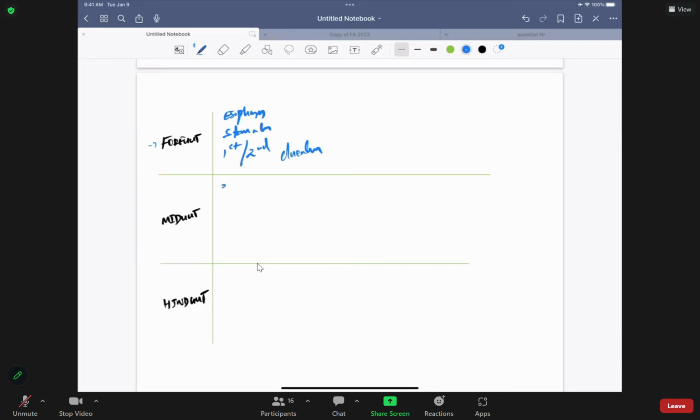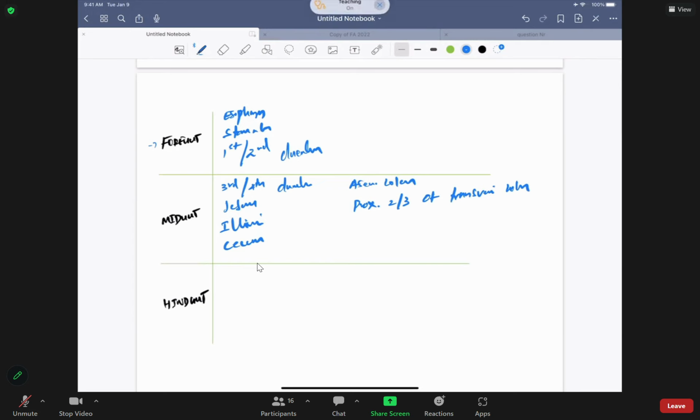Now moving to midgut, third and fourth part of duodenum, jejunum, ileum, cecum, and ascending colon, and proximal 2/3 of transverse colon. They all came from midgut. Okay. That's that. So third and fourth part of duodenum, jejunum, ileum, cecum, ascending colon, and proximal 2/3 of transverse colon. Is that clear, folks?